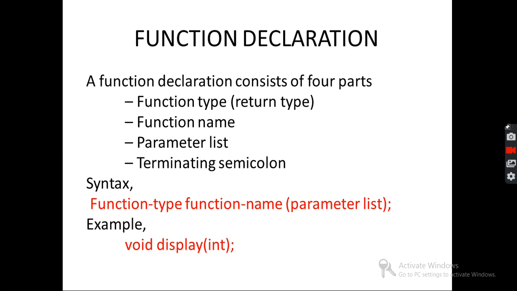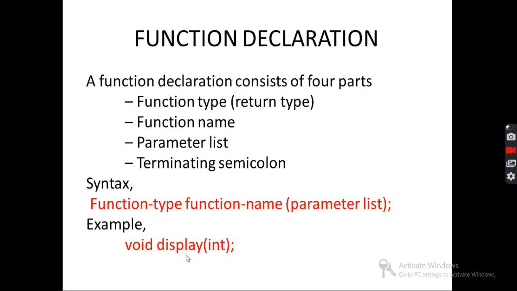The main syntax for the user-defined function declaration is the function type, which is nothing but the return type. We can use the basic data types of the C programming, for example integer, float, void. Followed by that, we give the function name, and afterwards we give the parameter list. At the end of the declaration we must place the semicolon. This is the general format of a user-defined function.